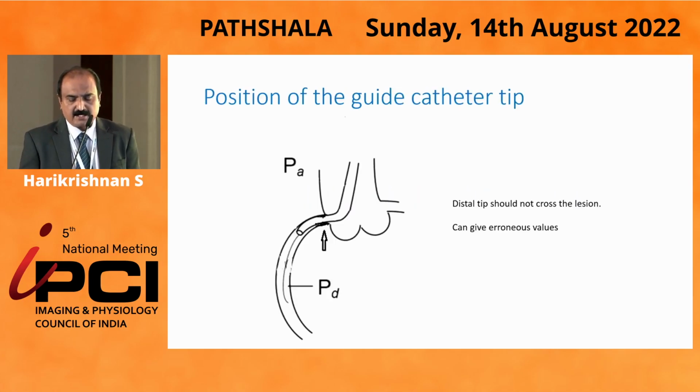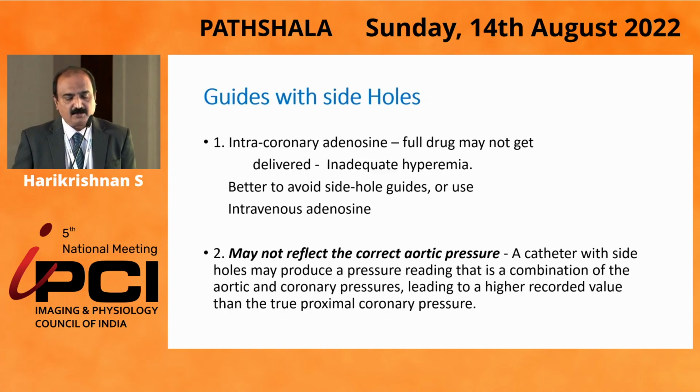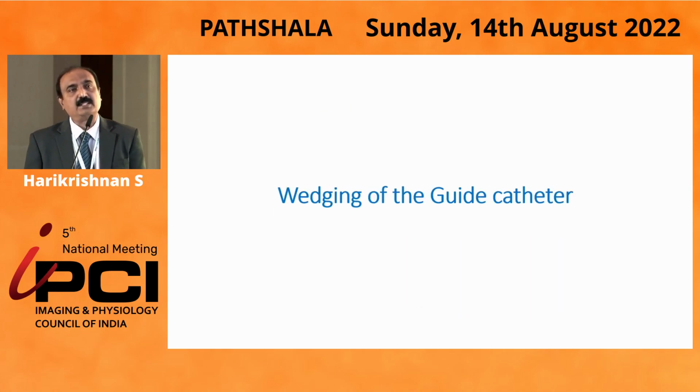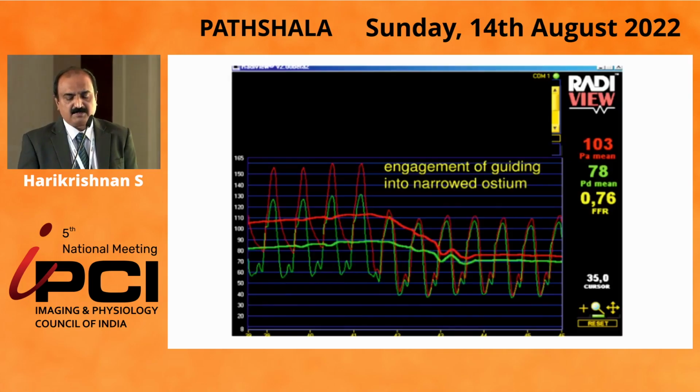Guide catheter related issues: you should not put the guide catheter deep, especially if it is an osteoproximal lesion, because it can give erroneous values. Side holes, it is better not to use the side holes. The full drug may not get delivered, there is inadequate hyperemia, and there can always be a flow from the side holes to the tip, which can create a gradient. And if the tip is intracoronary, the pressure may be a hybrid pressure, the aortic proximal and the distal pressure, distal to the lesion.